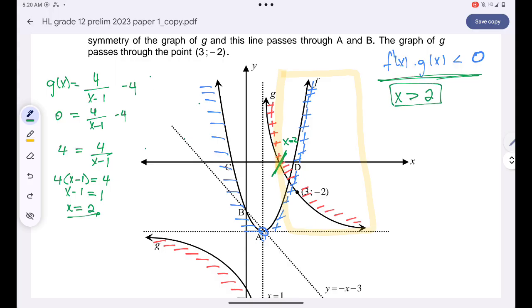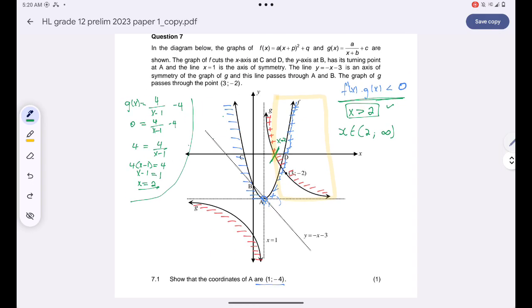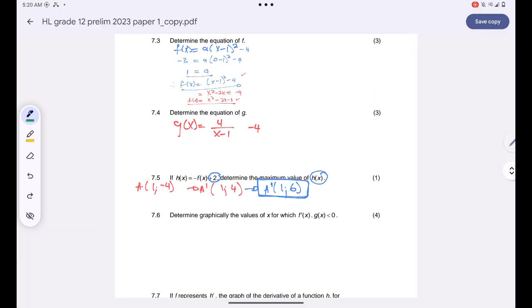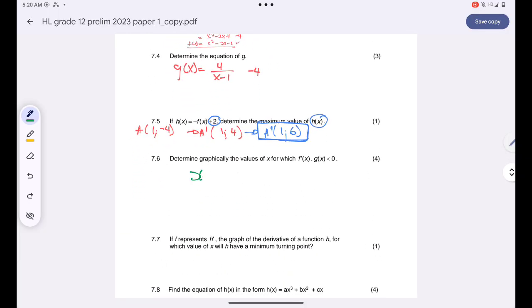I believe it was 4 marks because we were supposed to find the x-intercept first. You can write your answer like this or write it in interval notation: x is an element of 2 and infinity, like that. Are you together? So x is greater than 2 or x is an element of 2 and infinity.